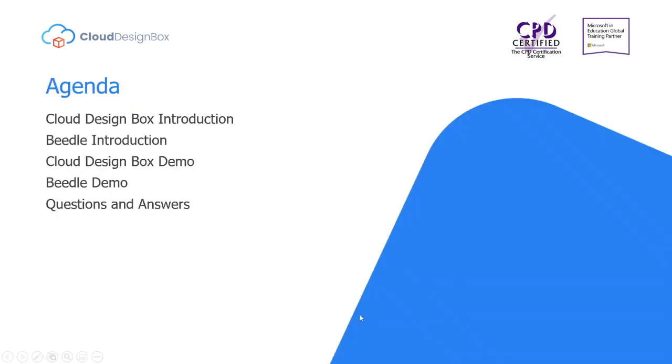So a quick agenda of what we're going to go through today. We'll introduce both companies and what we do and how it works well together. First of all, we'll do a Cloud Design Box introduction. Then I'll pass over to Melanie for a Beedle introduction. We'll then do a demo of the Cloud Design Box product, and we'll do a demo of the Beedle product, and you'll see how nicely those two solutions work together. And we'll come to any questions and answers at the end if we don't get a chance to answer them as we go along.